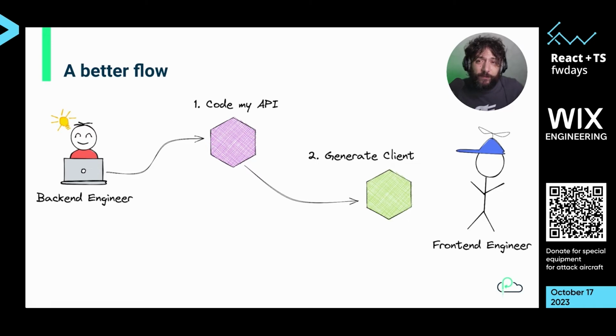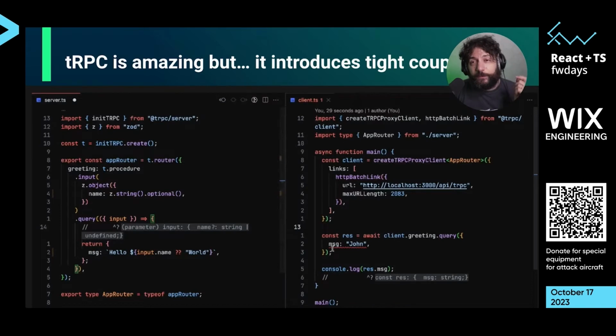Well, what is the better flow? The developer codes the API. They don't need to write docs. They don't need to write whatever, and the front-end engineer, or the other microservice on the consumer side, anyway, just generates the client. It's way simpler, right? There's way less things to build and maintain. So a lot of you will say, but there are a lot of things out there.